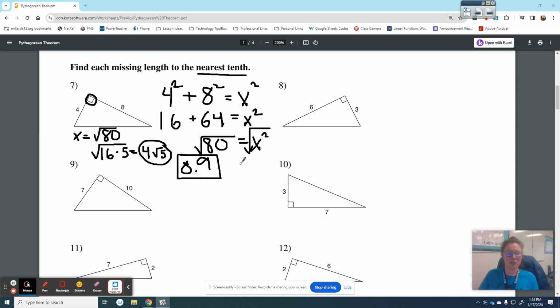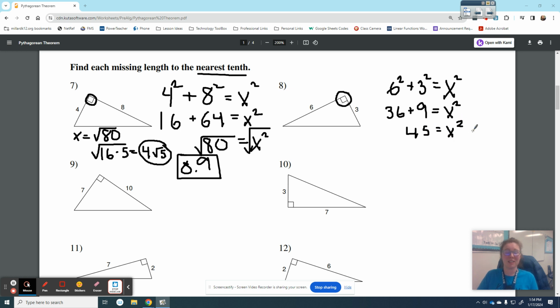Let's go ahead and do question 8. Again, it gives me the two sides that are next to the 90-degree angle. So I know that those are the two legs. So 6 squared plus 3 squared equals, we don't know what squared, I'll just use x. 6 squared is 36. 3 squared is 9. And it still just equals x squared. 36 plus 9 is 45. And that equals x squared.